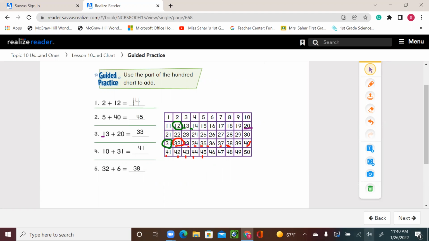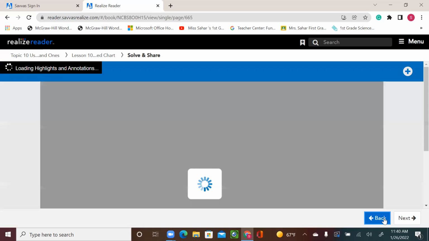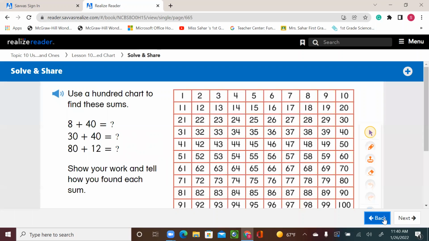Right. So let's go to the first activity. In your book, page 409, and answer the question. Use a 100 chart to find these sums. 8 plus 40 equals, 30 plus 40 equals, 80 plus 12 equals. Show your work and tell how you found each sum. All right, so let's go for the first question.